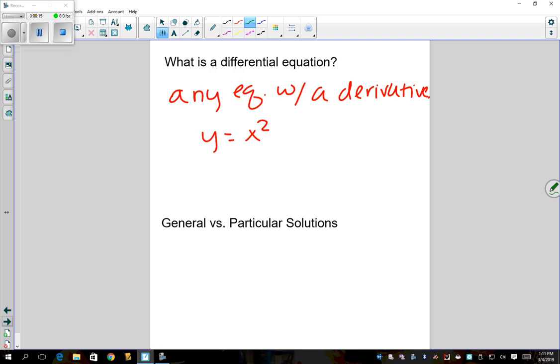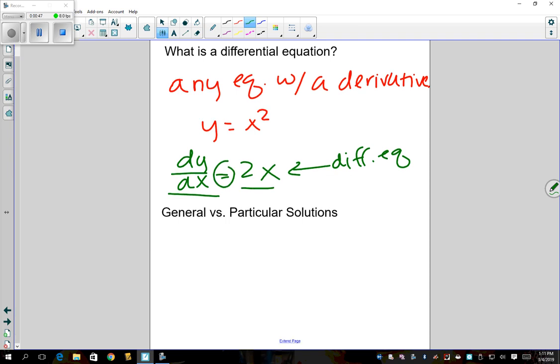So our first big question is, what is a differential equation? A differential equation is any equation involving a derivative. Looking at the equation y equals x squared, that's not a differential equation. But if I took the derivative to get dy dx equals 2x, this is what we call a differential equation, because I have the derivative, and I have on the other side of the equal sign something else.